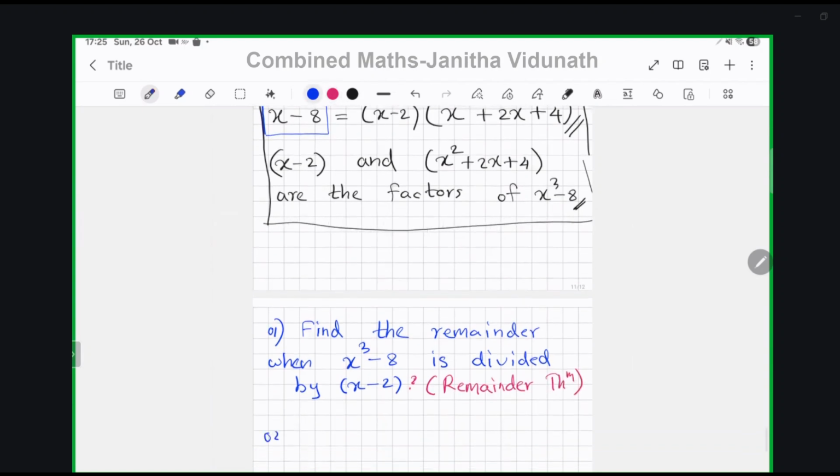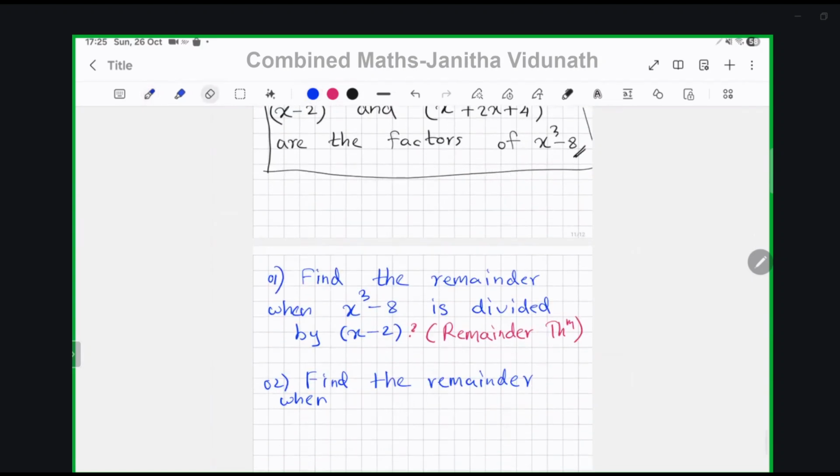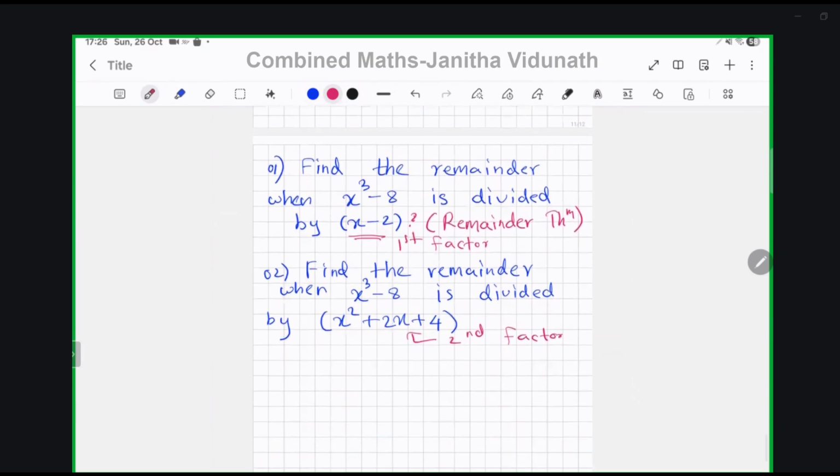The second question is similar to the first one. Find the remainder when x cube minus 8 is divided by x square plus 2x plus 4. That means our second factor. This is our first factor. This is our second factor. Now you need to find the remainders when we divide our polynomial by the first factor and the second factor separately. Okay. Write down those two questions and send me the answers. Start doing those questions and send me the answers.